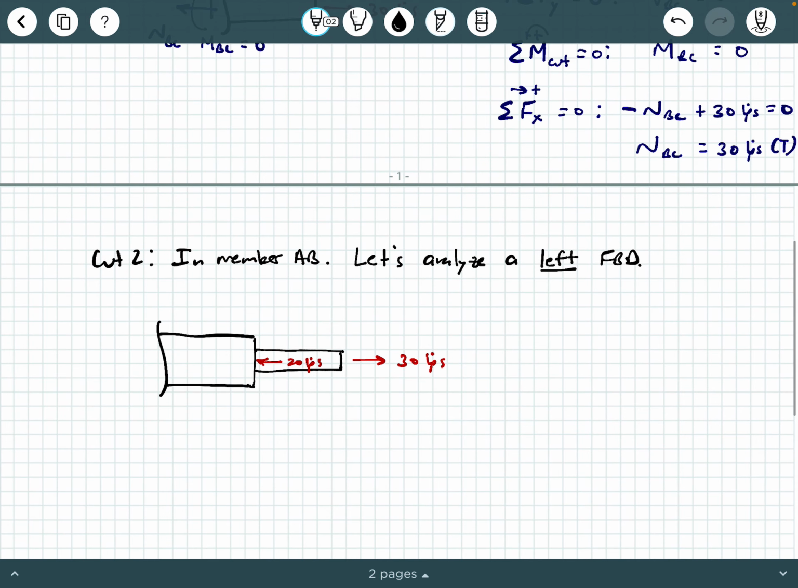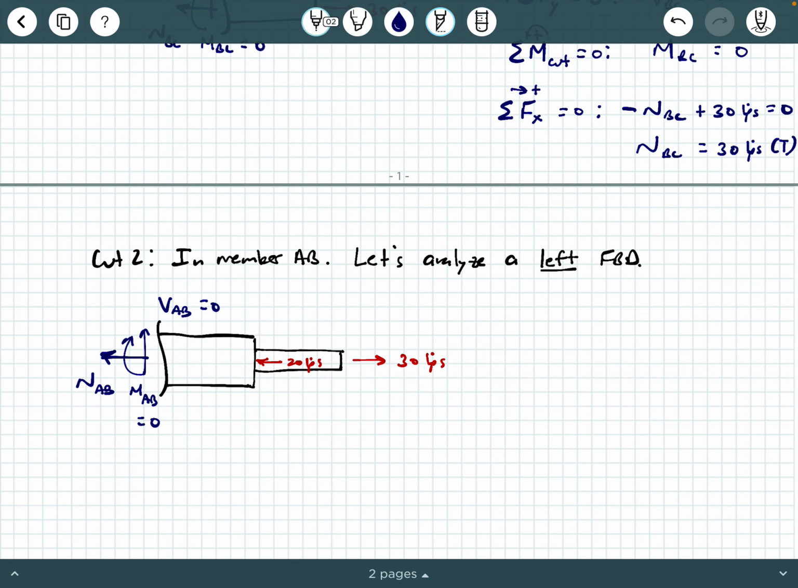So what becomes visible here? Well, we have NAB, and then like we said before, we do have a VAB and we have an MAB, but what are those equal to? Well, they're both equal to 0. Again, you can look at it and see you have nothing in the vertical direction, so VAB must be 0, and you have nothing causing a rotation or a bending of this segment, so MAB is 0, similar to what we saw before.